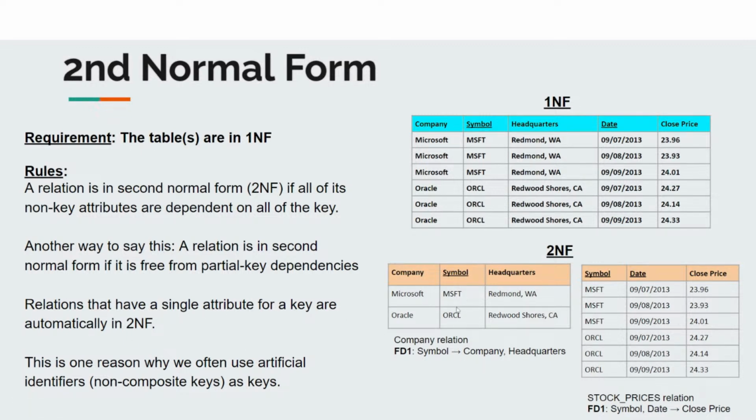So this way, since it's not a composite key, it's automatically in second normal form. And this is one reason we often use artificial identifiers as a key. Artificial identifiers would be like a numeric ID. You'd do like customer 1, 2, 3, 4, 5, 6, 7.